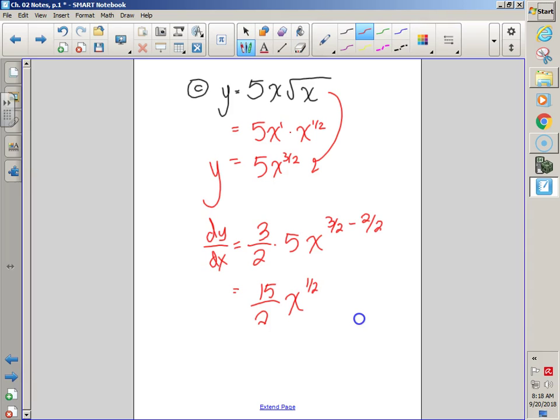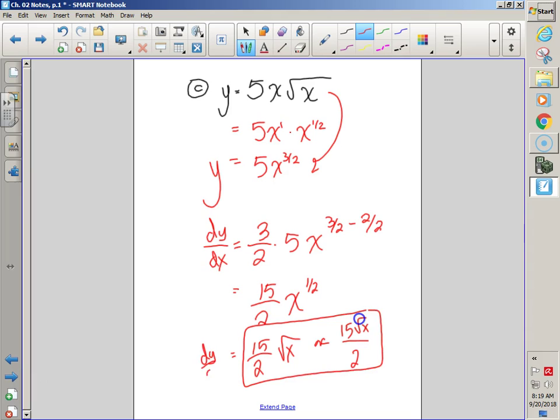What's my answer going to look like? You could do 15/2 x to the what? Okay, you could do it that way. Or couldn't you also do it 15 root x over 2? Are they the same thing? Yeah. Either way, I need this to be in the top, not the bottom, because it was a positive 1/2 power when you subtract. Good job, guys.